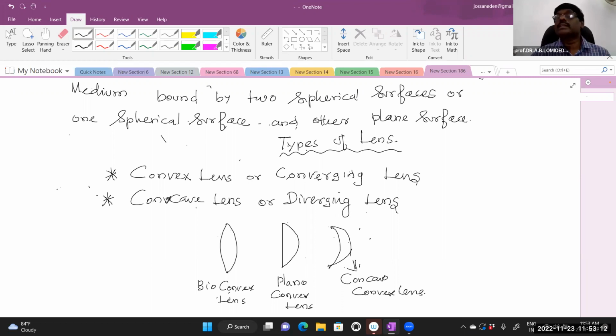In the first lens, both surfaces are convex. In the second lens, there is a straight line, and the other refracting surface is convex.